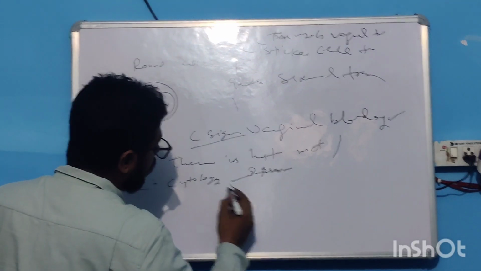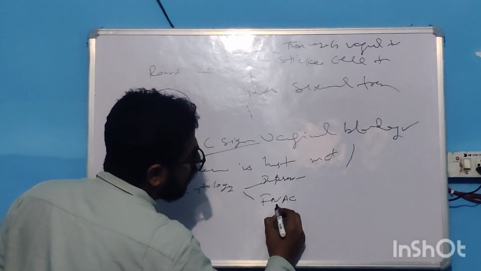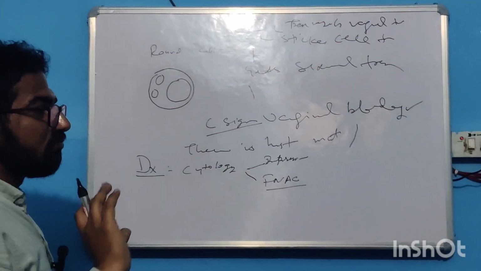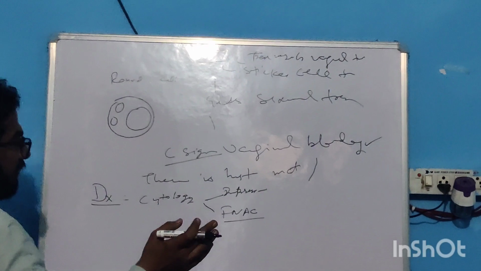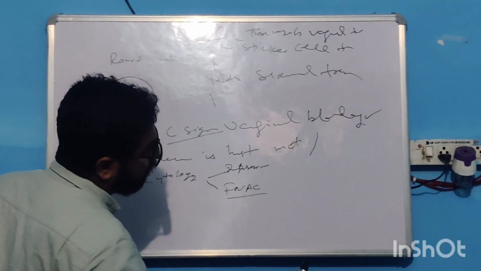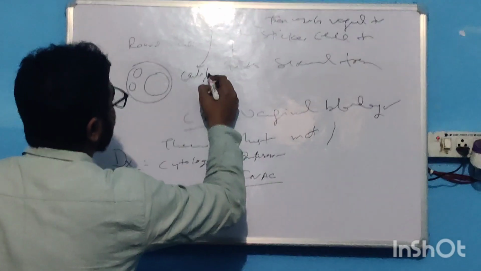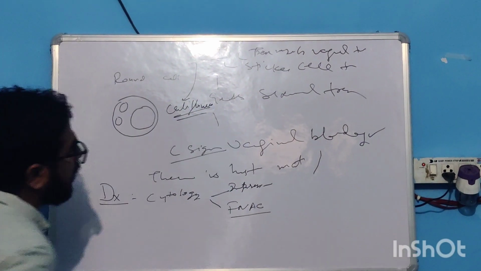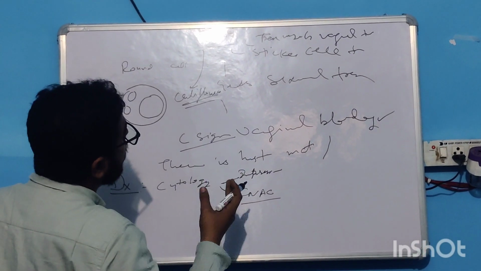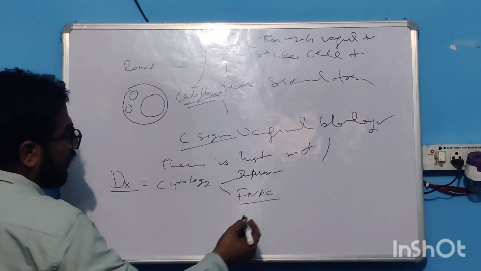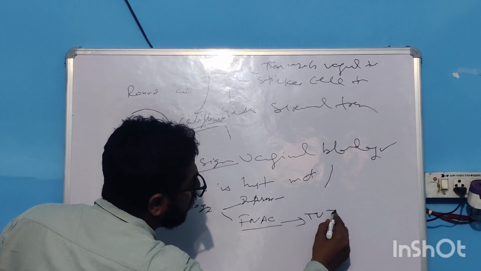This is one way. The second way is FNAC. Sometimes the tumor is not clinically apparent. Like in my hospital, one case came that was not typical of TVT. TVT clinically appears like a cauliflower-like growth, but one case presented to my hospital that didn't have that cauliflower appearance. So we took FNAC, and after FNAC we confirmed this tumor was TVT.